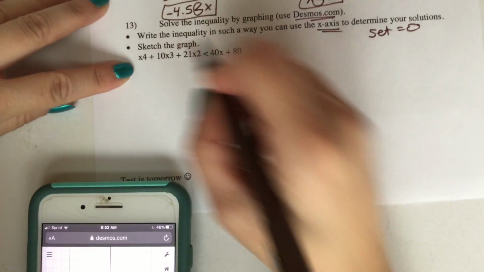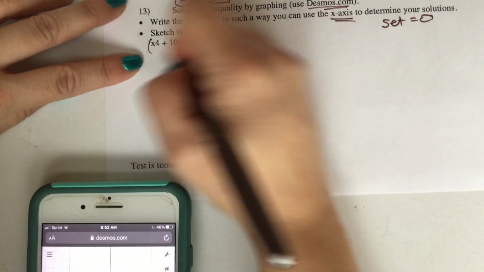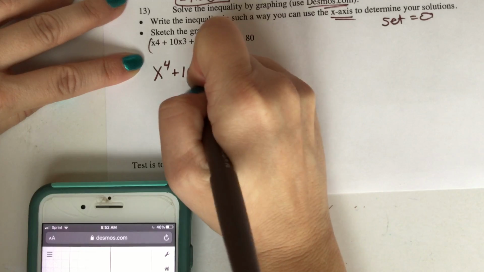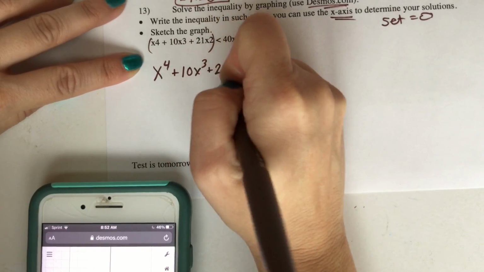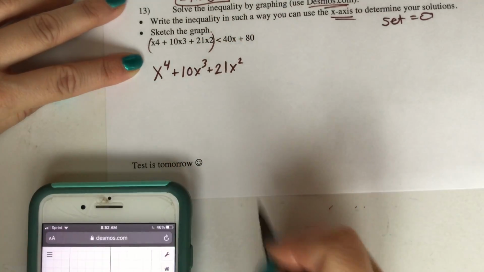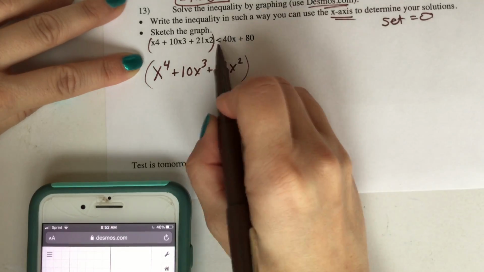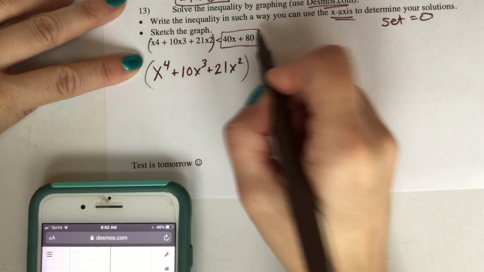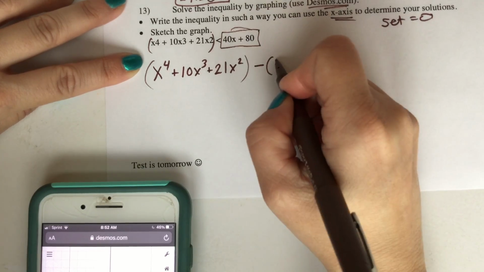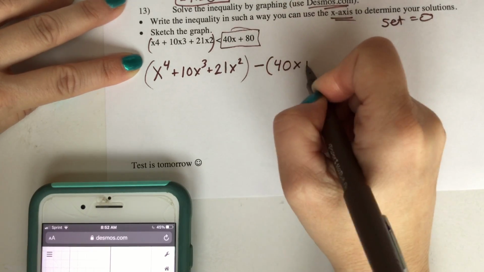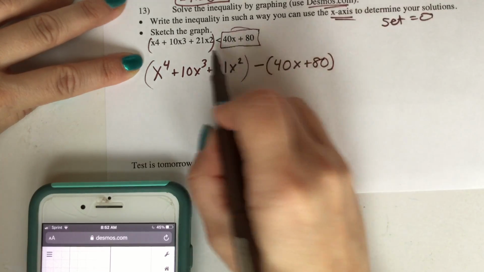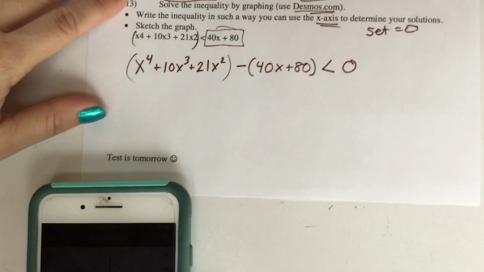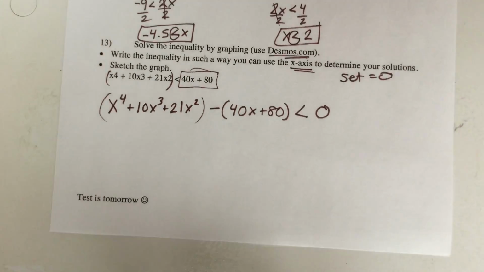So here, for some reason, the exponents did not print as exponents. This is x to the power of 4 plus 10x to the power of 3 plus 21x squared. That is one expression. If I want to use the x-axis, what I need to do is minus a full expression. So I'm taking 40x plus 80 and moving it over there. My symbol is less than, but now it would be a 0. Okay, so that's what that means.